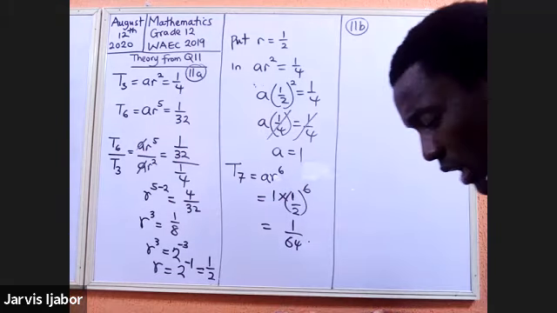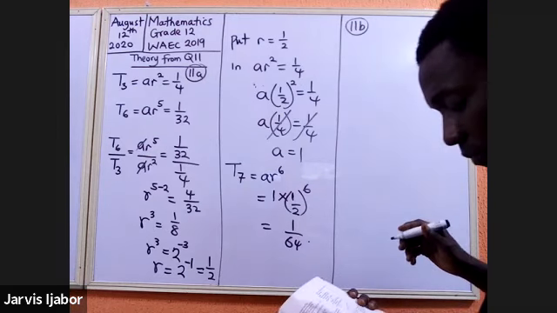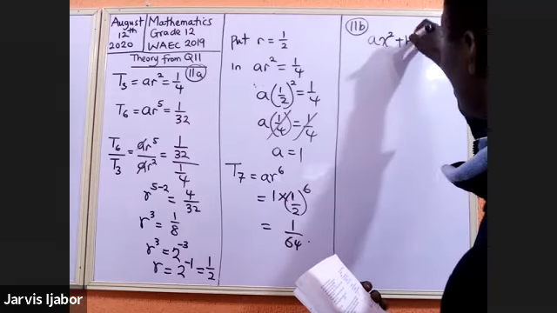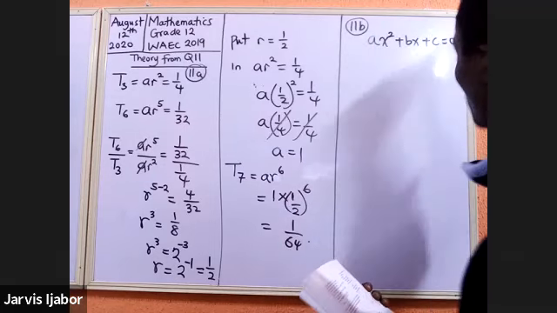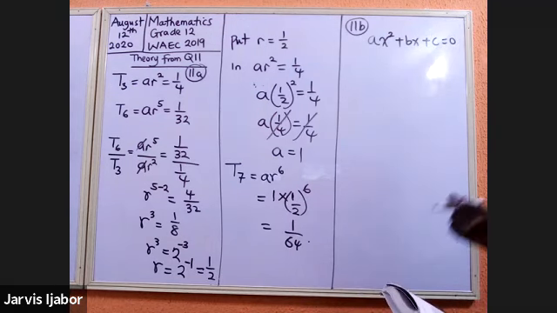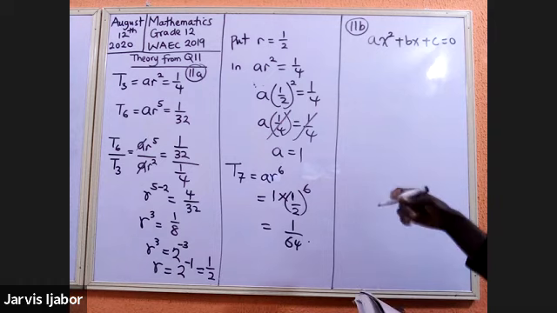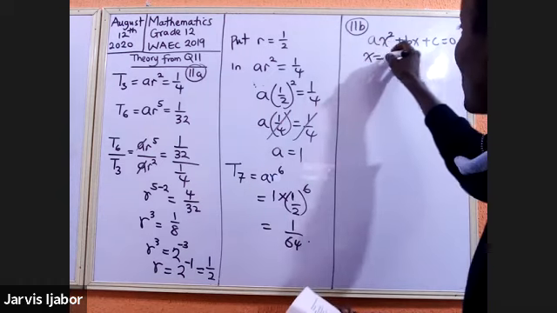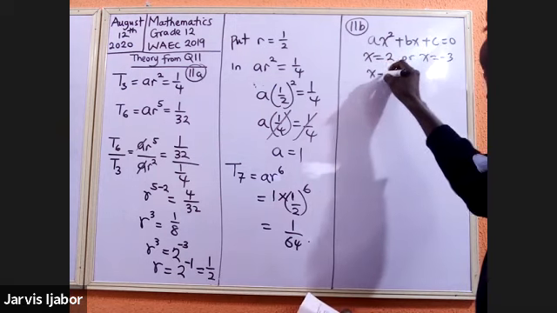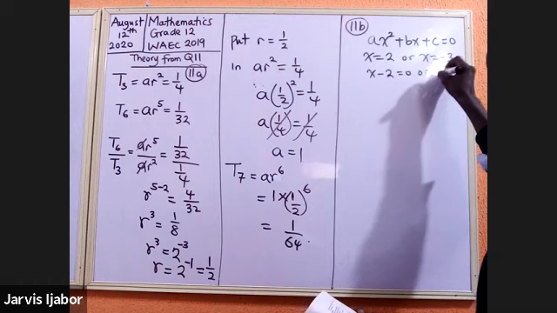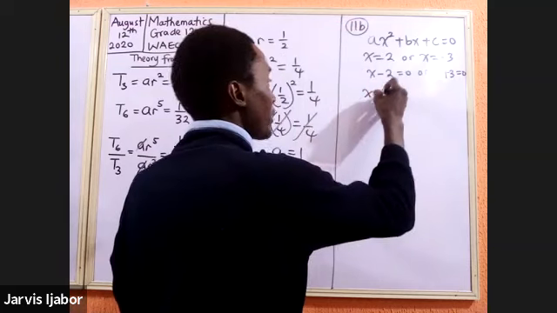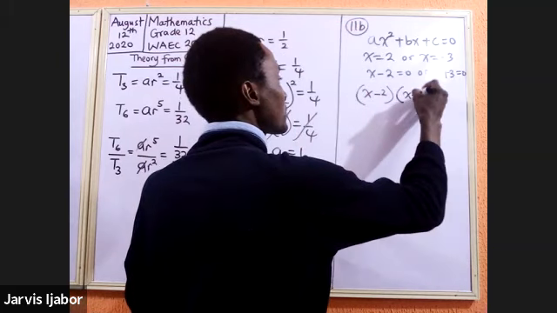So, the equation is ax squared plus bx plus c equal to 0. That's the general quadratic equation. Now, given that 2 and negative 3 are the roots of the equation, it means that x is equal to 2 or x is equal to minus 3. So from here, x minus 2 is equal to 0 or x plus 3 is equal to 0. So with that said, x minus 2 will multiply x plus 3, and that will be equal to 0.